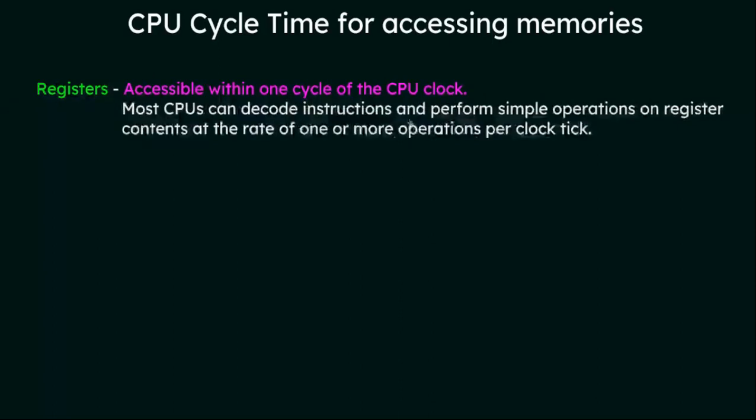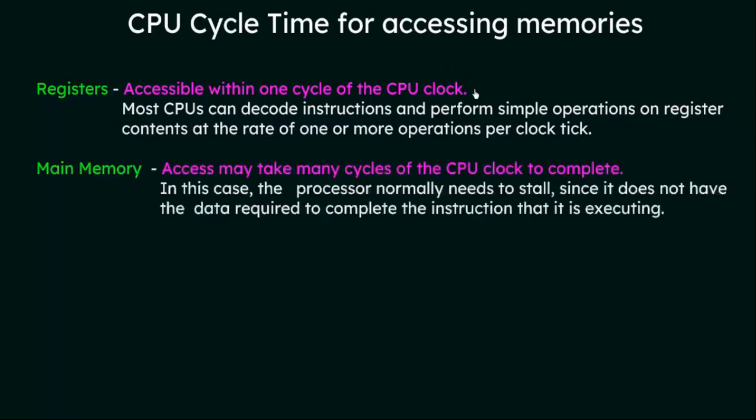Most CPUs can decode instructions and perform simple operations on register contents at the rate of one or more operations per clock tick. So in the case of registers, the CPU can access the data present in the register within one cycle of the CPU clock. This is a very fast access speed. Why is this? Because registers are directly built into the processor, so it is very easy for the CPU to access what is present in the register. It takes only one cycle of the CPU clock for accessing these registers, so this is very fast.